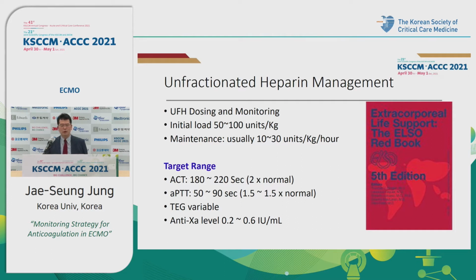Target ranges of anticoagulation monitoring were introduced in the Red Book. ACT is from 180 to 220. APTT is from 50 to 90 seconds. And the anti-10A level is from 0.2 to 0.6 per milliliter.